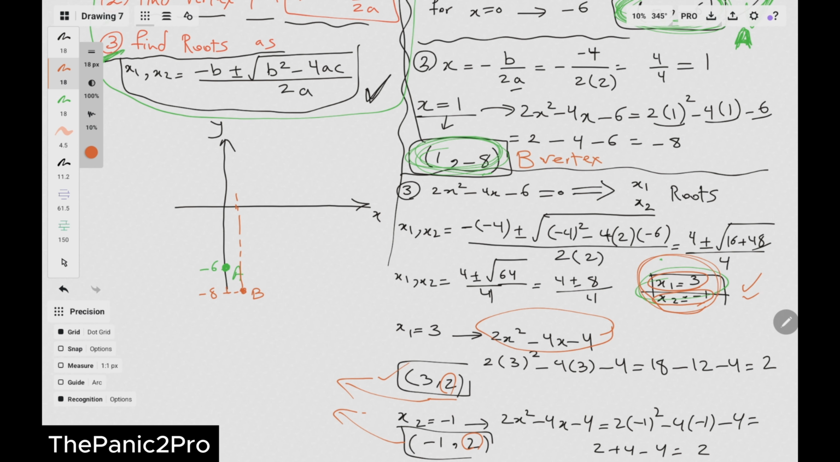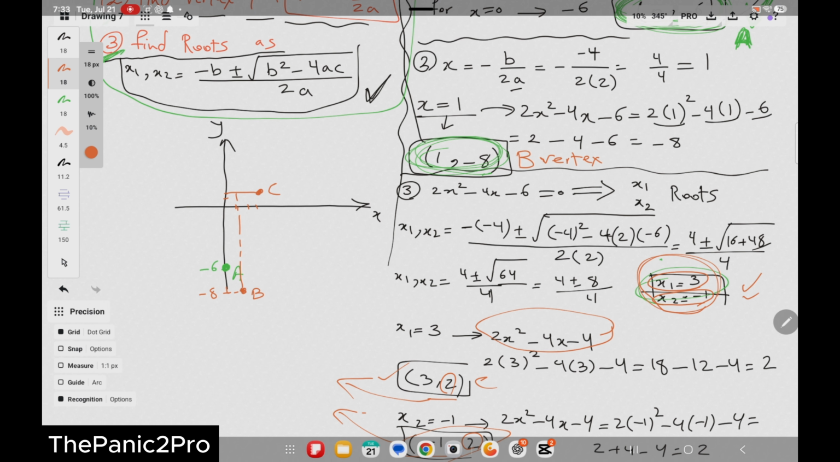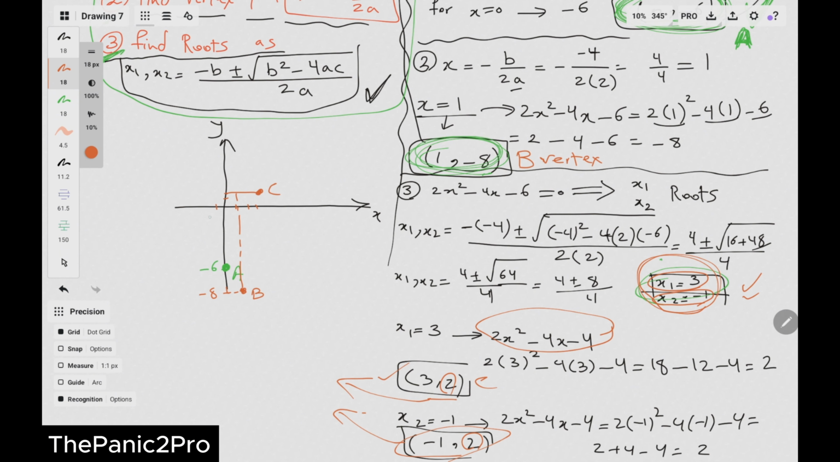So first is 3, 2. Let's just pretend this is 3, 2. I'm going to call it point C. And then the other one is minus 1 and 2. Let's try minus 1 and 2. I'm going to call it D.